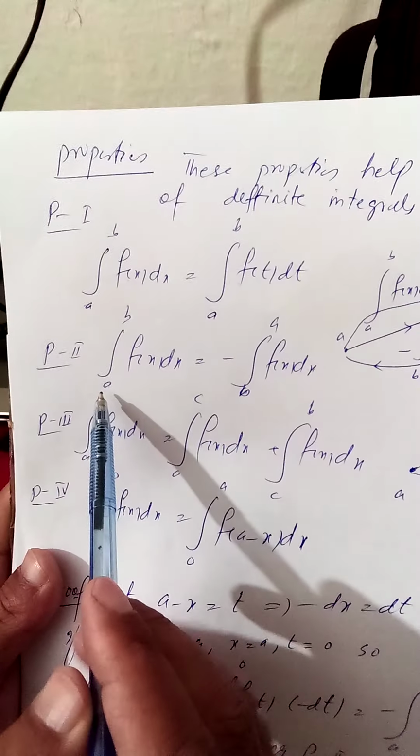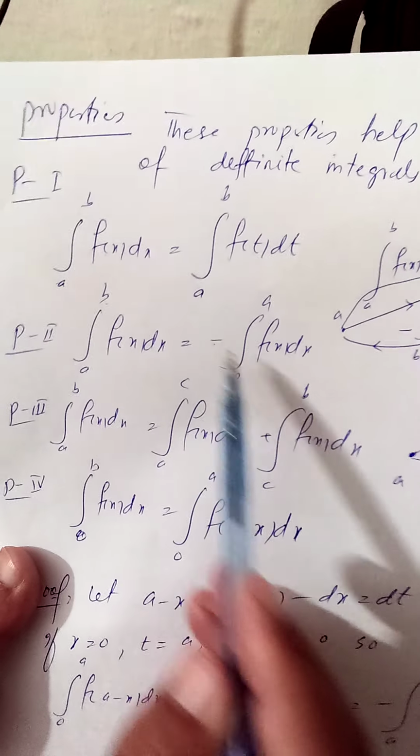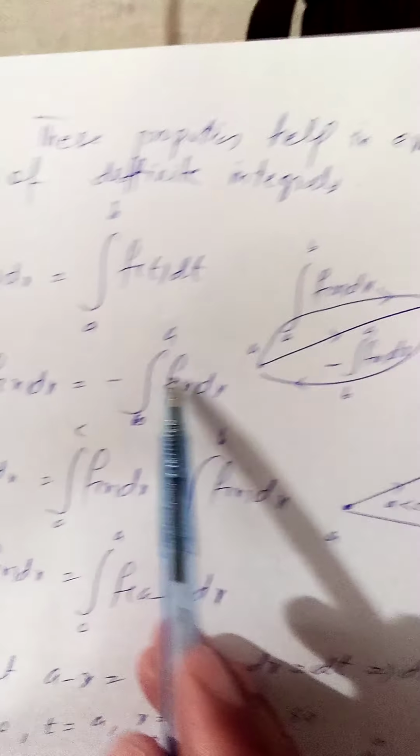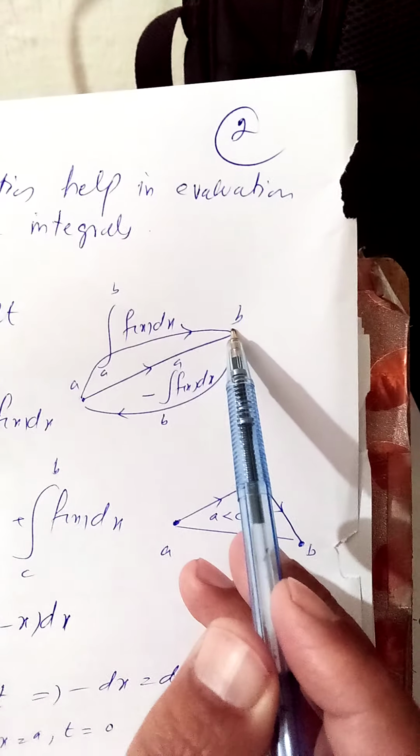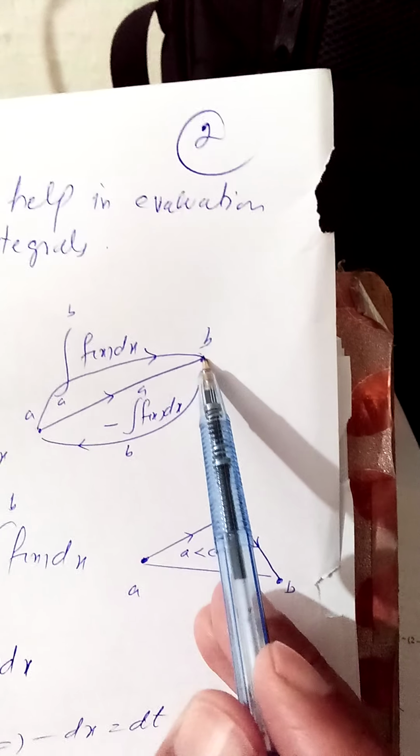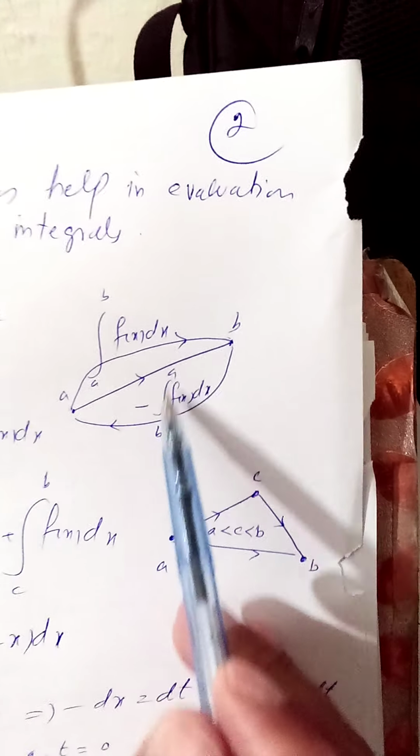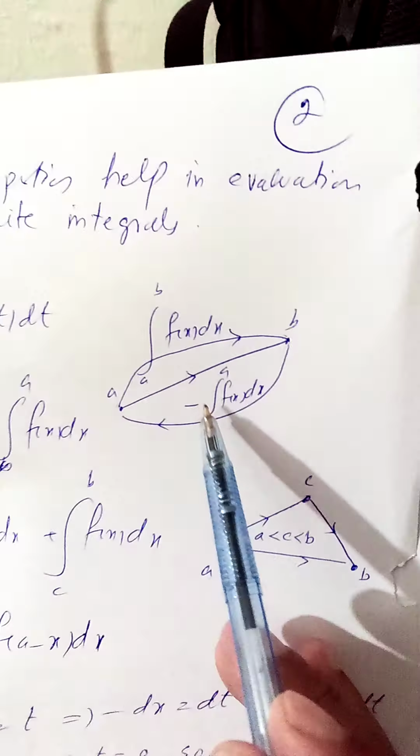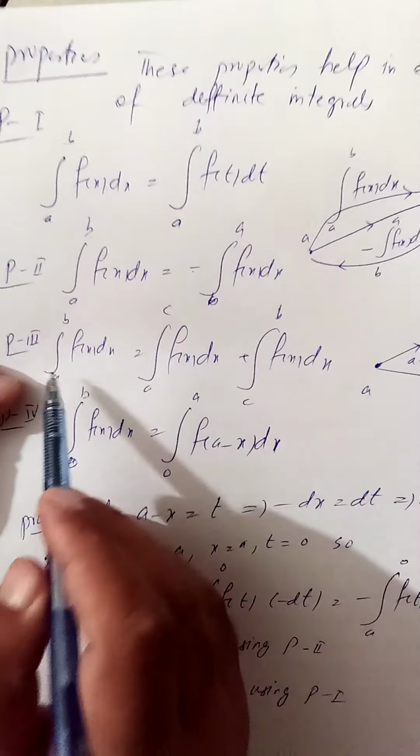Similarly, property 2: the integration from a to b of f(x) dx is equal to minus the integration from b to a of f(x) dx. If a body is moving from a to b, this is the integration from a to b of f(x). But if that body is moving in reverse from b to a, then this is minus the integration from b to a of f(x) dx. These two integrals are equal in magnitude, but in opposite directions.